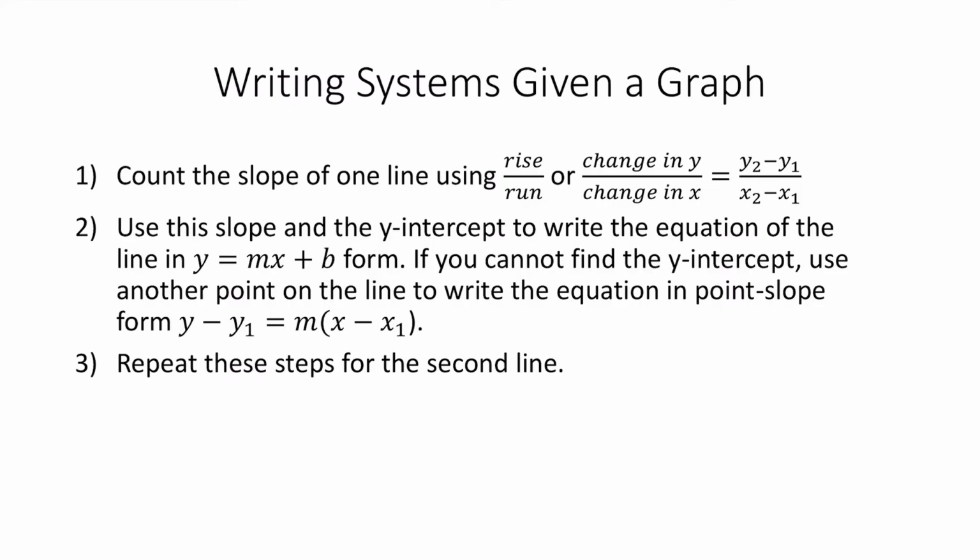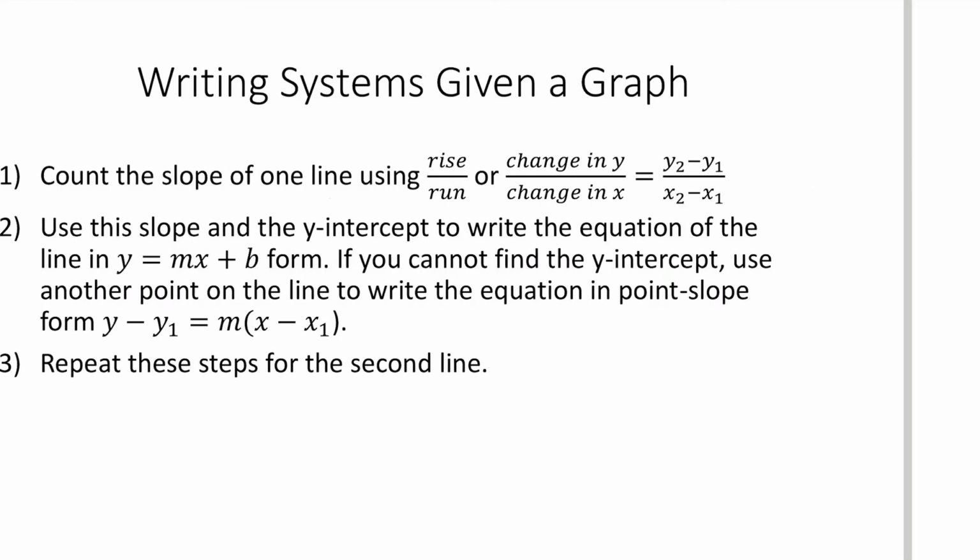You're going to count the slope using rise over run, then use the slope and the y-intercept to write the equation in y equals mx plus b form. If you can't find the y-intercept, you're going to have to use another point on the line and then write the equation in point-slope form. Repeat these steps for the second line.